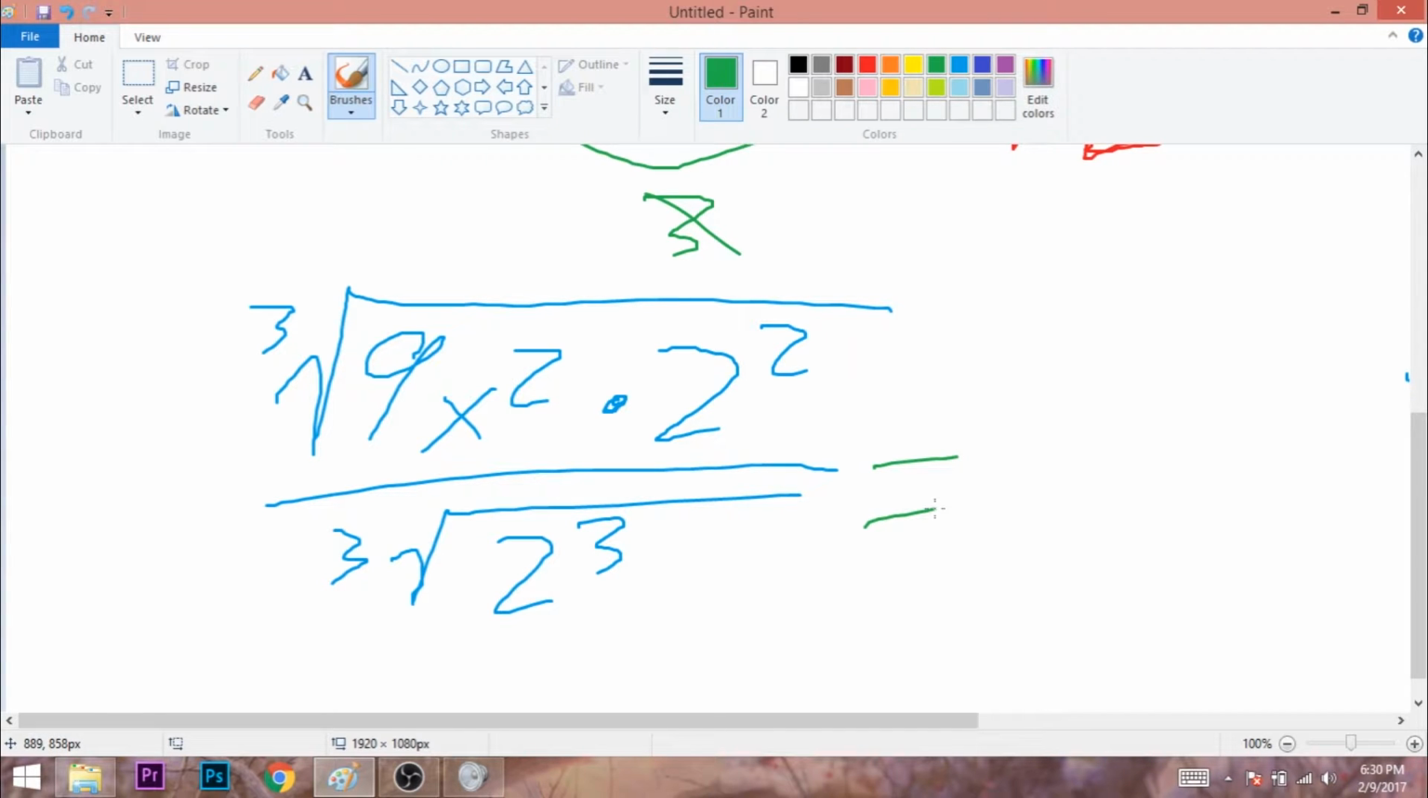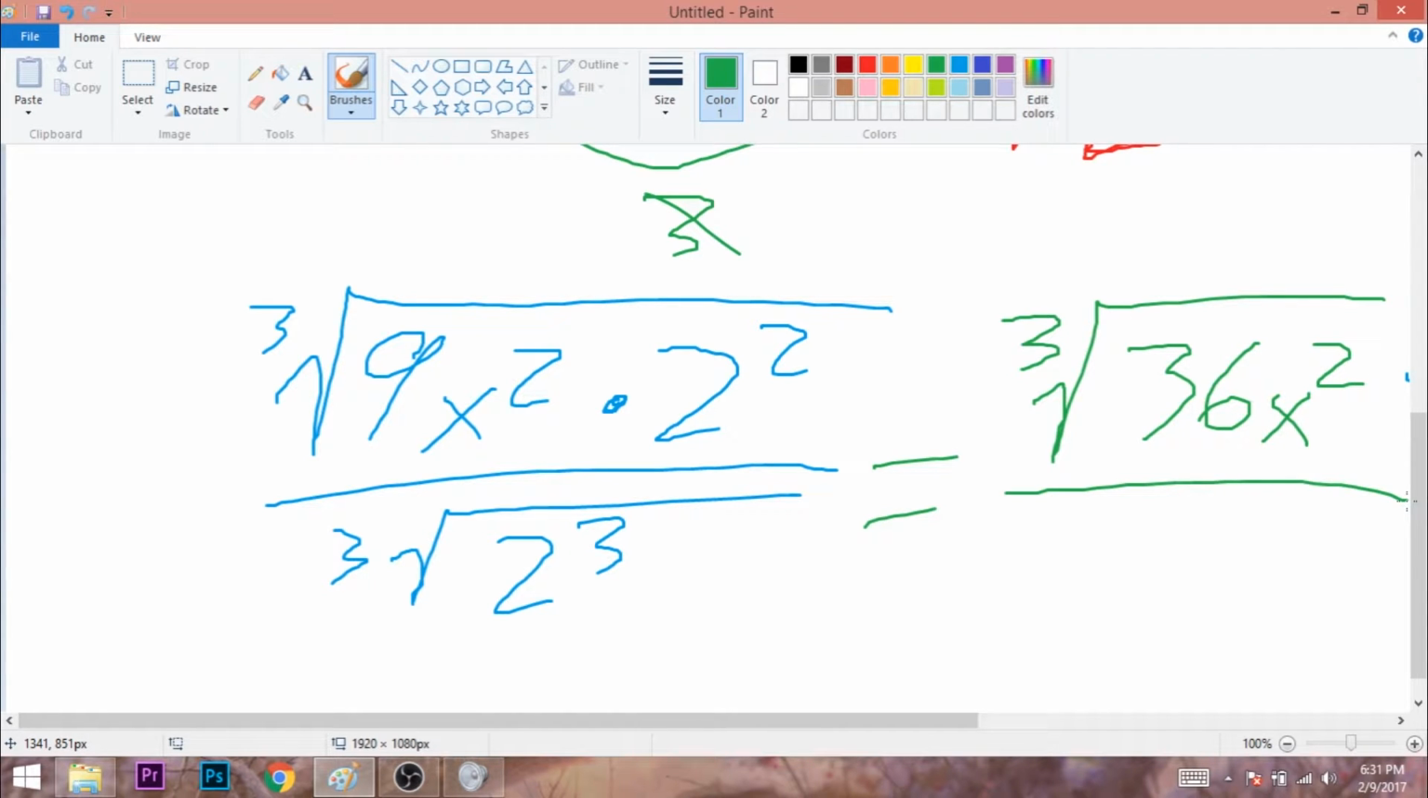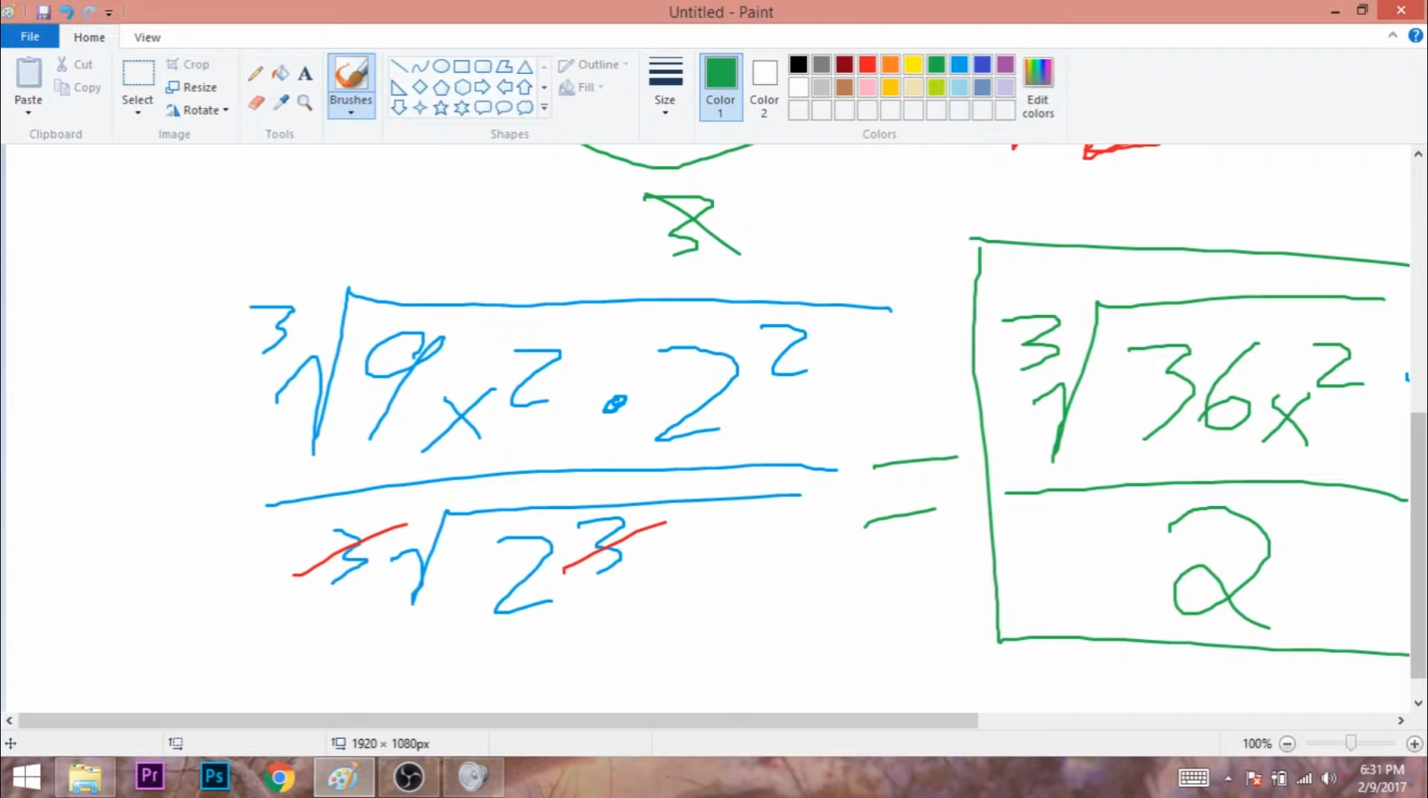So 2 to the second power is equal to 4. 4 times 9 is 36. So I have the cube root of 36x squared over. Now what is this essentially? If we have this, it's obviously going to cancel out. So you're going to be left with 2 on the bottom over 2. Right? And that's my final answer.